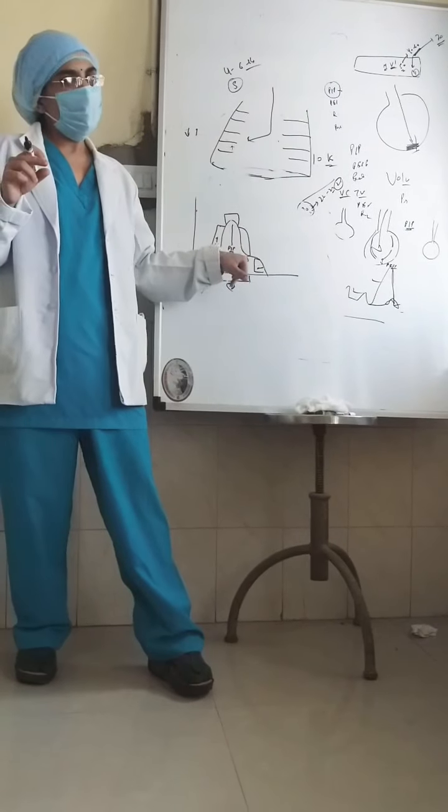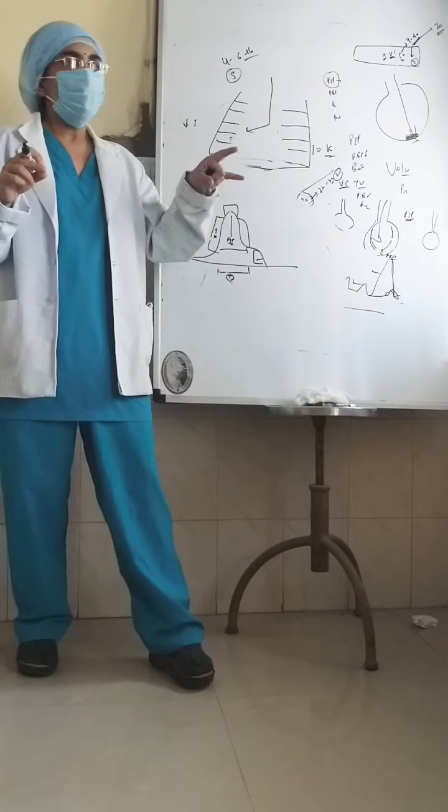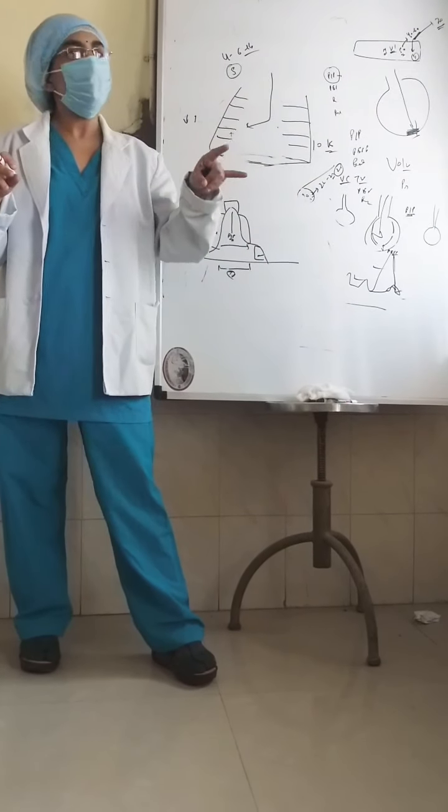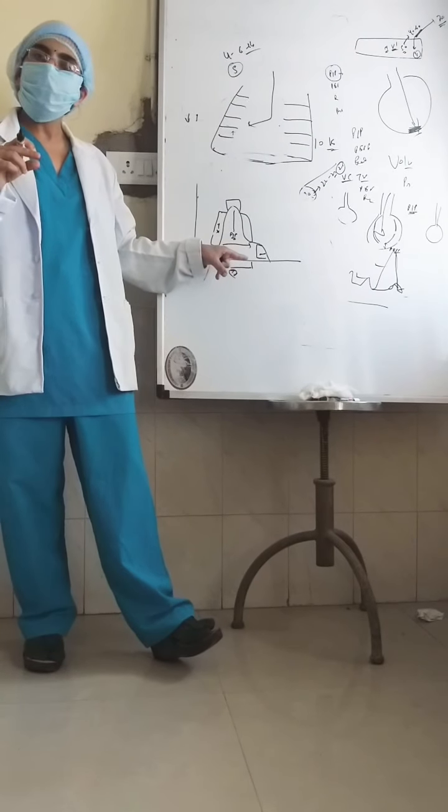Better is to work on the other parameter, because if I decrease the expiratory time, the CO2 retention will be more, and again there will be a problem. So better to work on other parameter. What should be the other parameter?